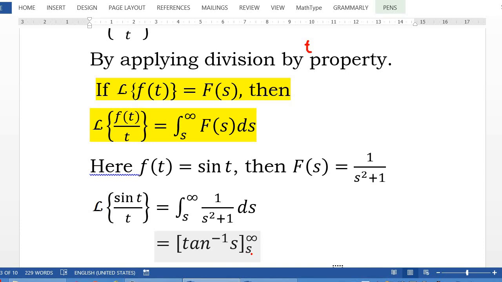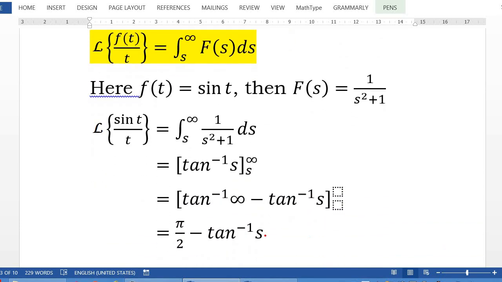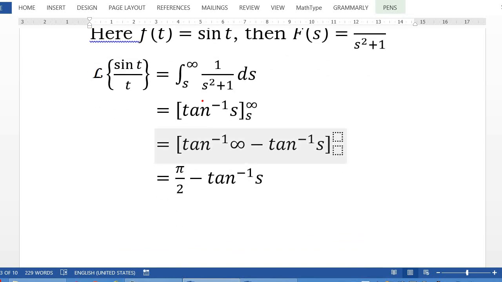So, evaluate from the limit s to positive infinity. So you have arctan infinity minus arctan s. Okay, arctan infinity you get pi over 2, and this is the arctan s. Maybe recall back how we get the result of this integral, which is arctan s.